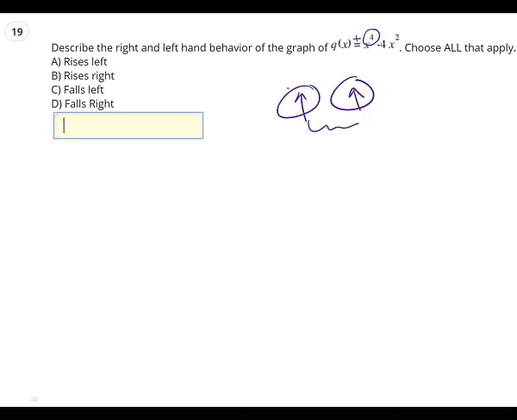So on the left-hand side, we would say that the left-hand side rises. And on the right-hand side, we would say that it also rises. So we would type AB or BA, no spaces.